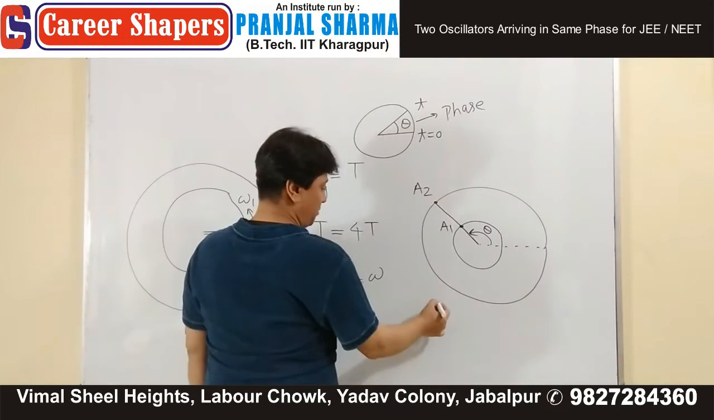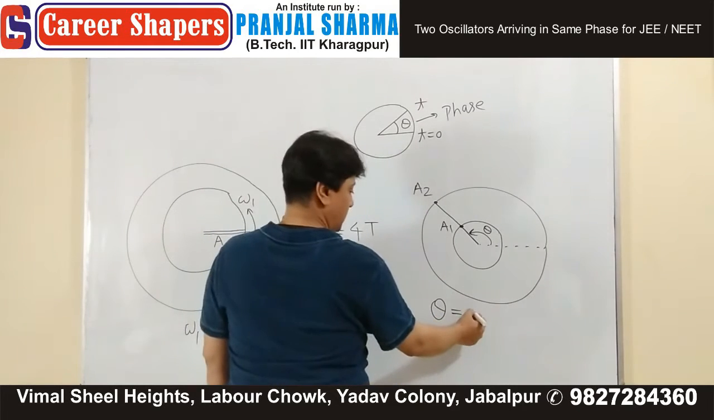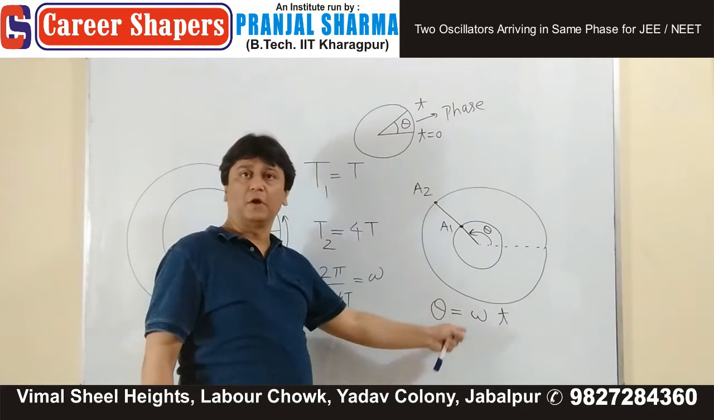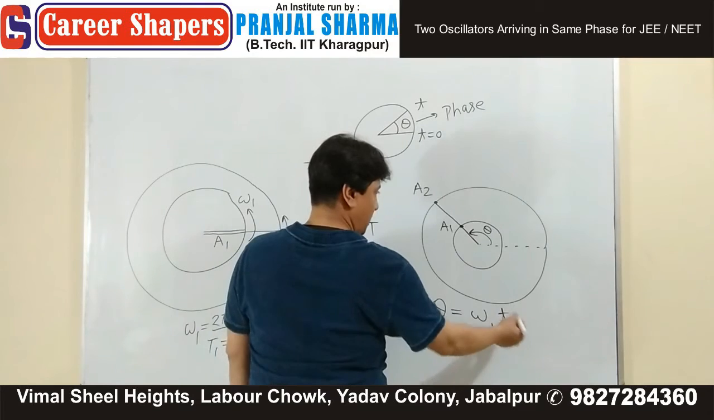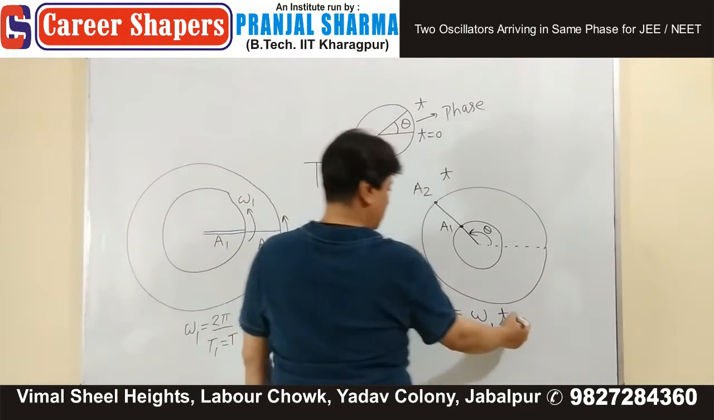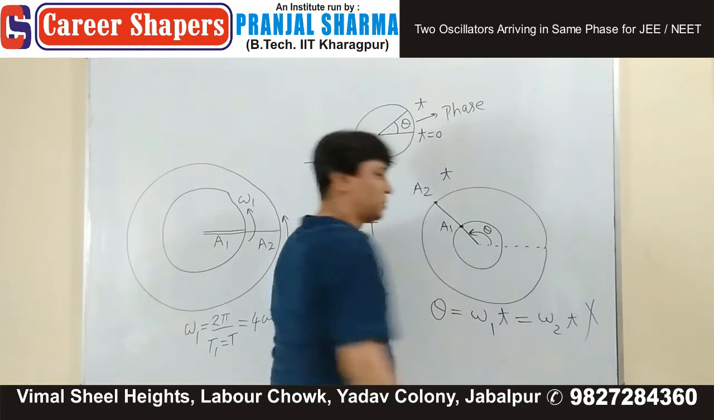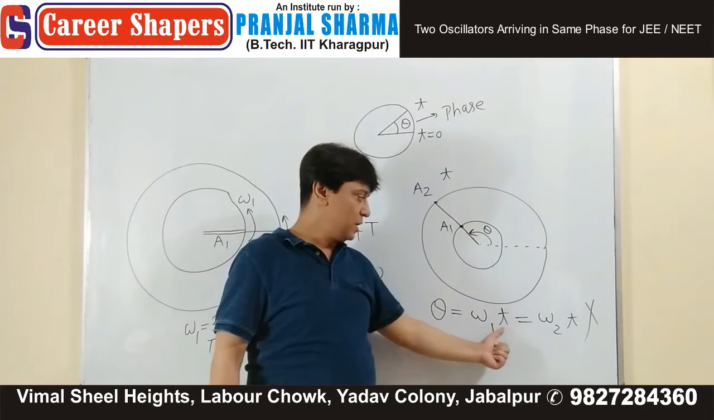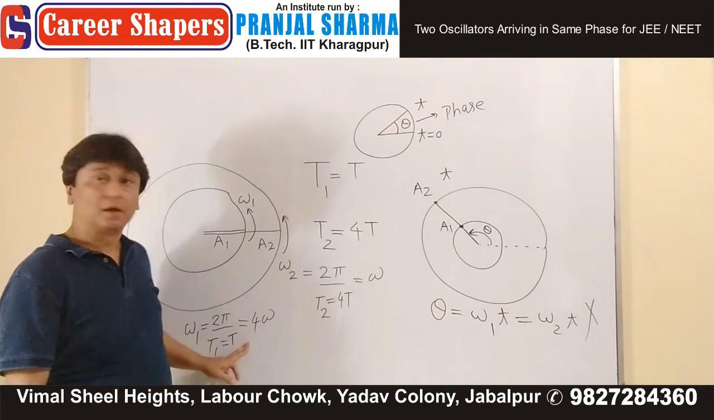If somebody uses theta, angular displacement, as omega t, angular velocity multiplied by time, and uses omega 1 t, this is time t when they are forming the same angle, then you will never find the correct value, because omega 1 t can never be omega 2 t. Omegas are different.